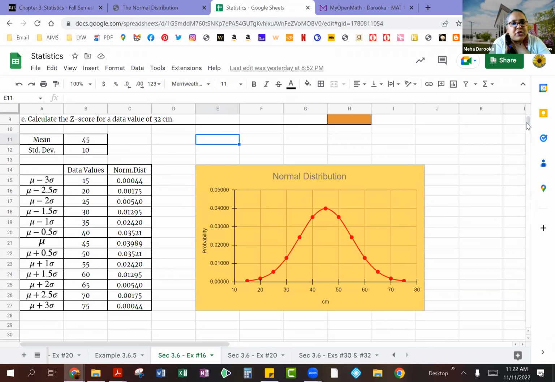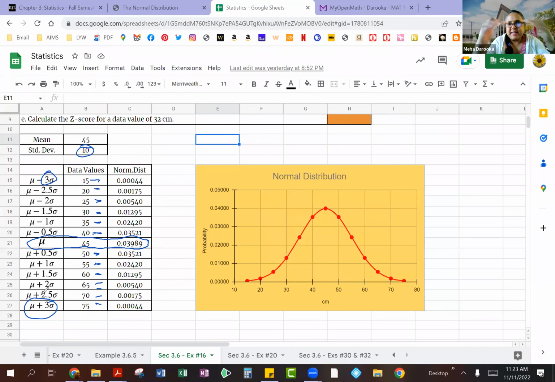Basically, I took our mean, which is right over here, and used that as my center point. Then, in increments of half standard deviations, I created the table over here. 45 minus 5, which is half of 10, gave us 40, and I kept subtracting 5 until I got down to 3 standard deviations below the mean, using our empirical rule. Then I took that 5 and kept adding it until I got to 3 standard deviations above the mean.